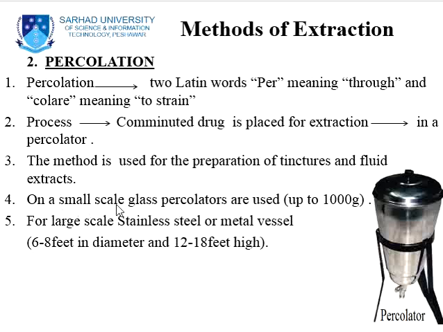Percolation on a small scale generally involves the use of glass percolators of various shapes for extraction of small amounts, usually up to 1000 grams of crude drug. The percolator used for large scale is generally a stainless steel or glass lined large metal vessel available in various sizes, even 6 to 8 feet in diameter and 12 to 18 feet high. So this is a diagram of the percolator.